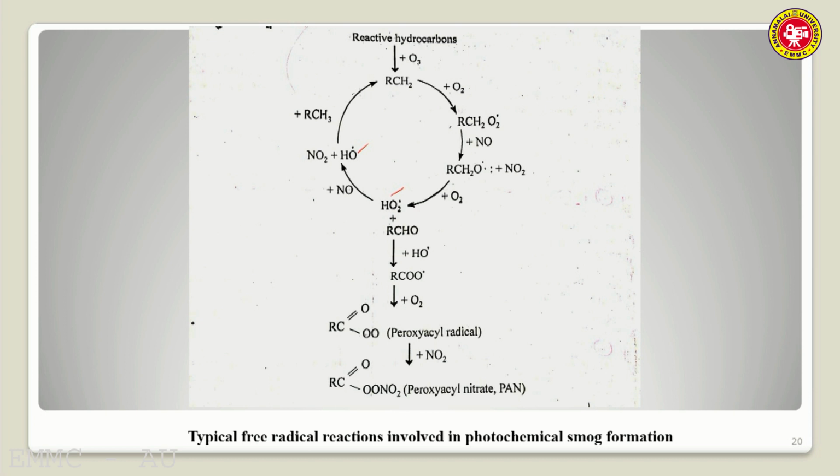Initially, reactive hydrocarbons absorb O3, that is ozone, and are converted into free radicals, an alkyl radical containing an oxy free radical, then again a peroxy radical, hydroxy radical. This cyclic process continues. Here also the peroxy alkyl oxy radicals combine together and produce a peroxyacyl radical. This peroxyacyl nitrate is otherwise called PAN. This PAN is highly toxic in nature.